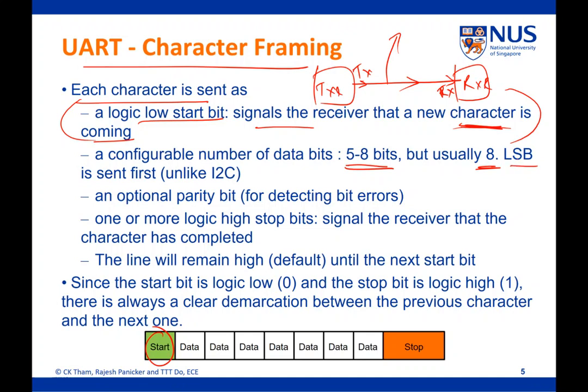And LSB is sent first, unlike I2C. Okay, so the first data bit sent is LSB, the last data bit sent is MSB. In I2C, it's the other way around, right? MSB is sent first. And you have an optional parity bit for detecting bit errors. What is parity? Heard of parity before? What is it?